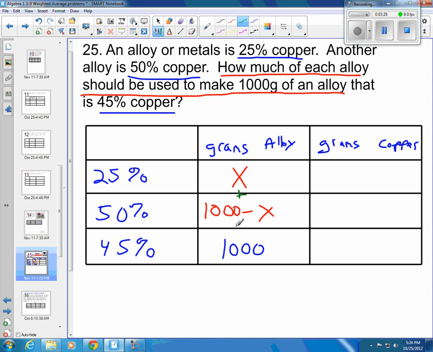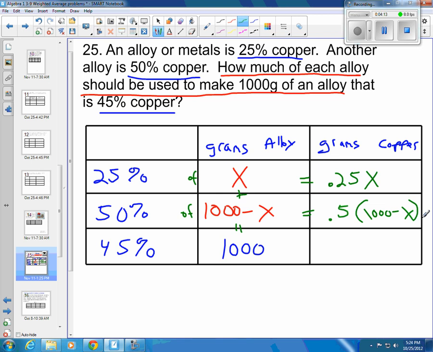Okay, so when you're adding, that would be equal to that bottom one. Now we've got grams of copper. Well, if it's 25% of that stuff that is our grams of copper, then of means multiply. So 25% times x is going to be equal to this. And we don't write 25%, we write that as 0.25 when we're doing math. So it's 0.25x. Same thing here, 50% of our grams of 50% alloy is going to be equal to. So this is an of here, and this is equals. And of means multiply, so this is going to be 0.5 times our 1,000 minus x.